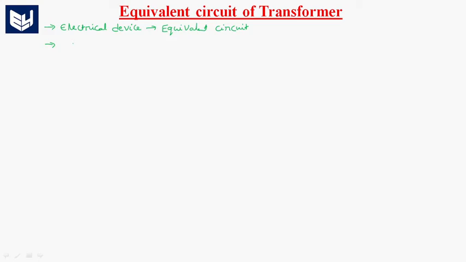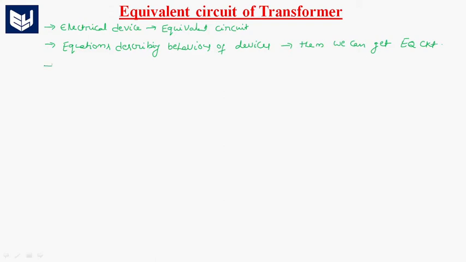To represent a device in the form of an equivalent circuit, we need some equations. If we have the equations describing the behavior of the device, then we can construct an equivalent circuit.